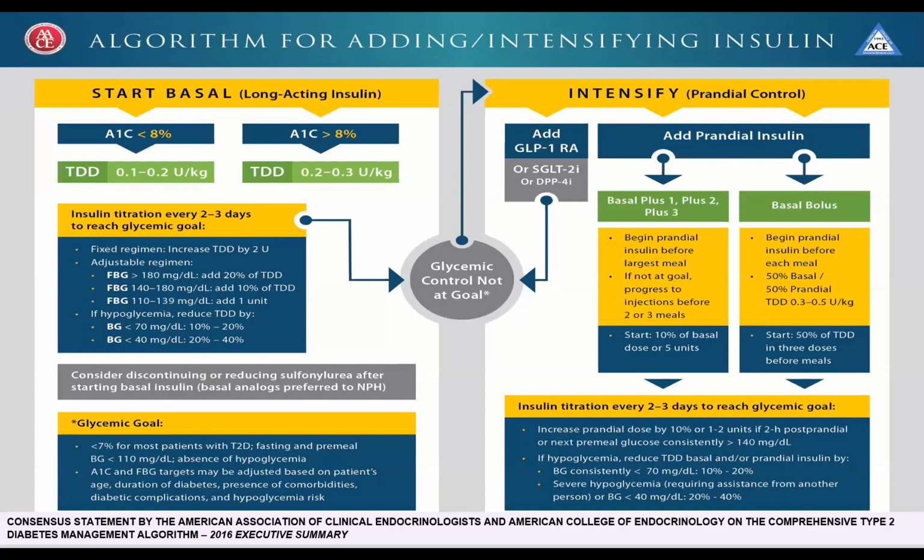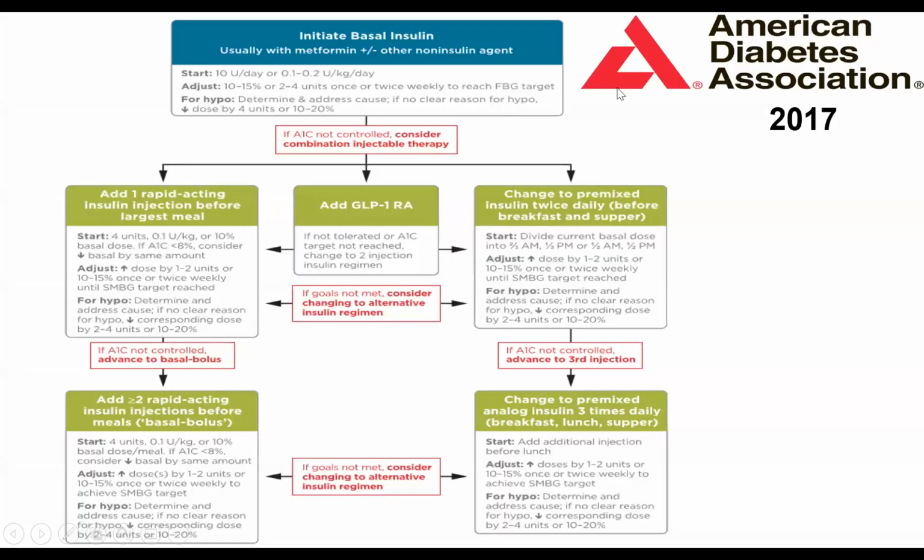Now, how to intensify? If you look into the AACE guideline, intensification means that you can add prandial insulin, basal plus or basal bolus. So prandial 1, prandial 2, prandial 3. You are adding prandial insulin before breakfast, before lunch, before dinner, or you can add a GLP-1 receptor agonist. These are the two options in front of us as far as the AACE guideline is concerned.